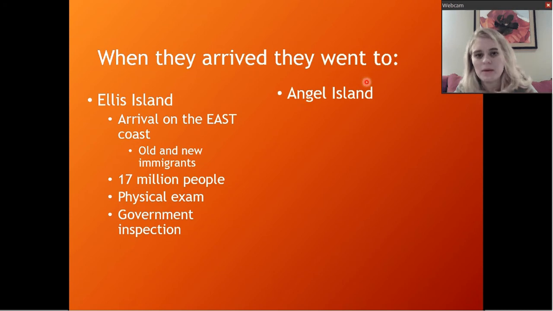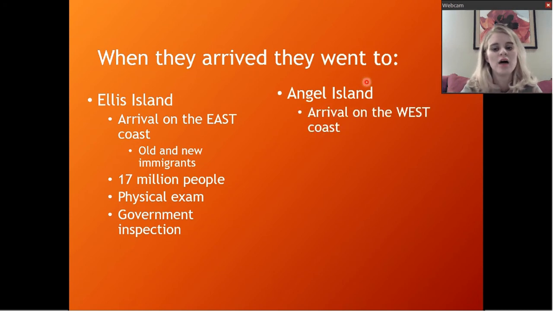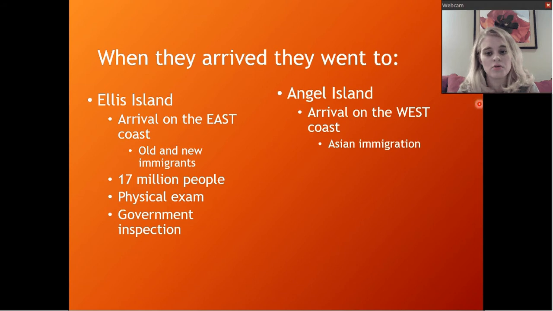But compared to the people who came into Angel Island, the people at Ellis Island had it pretty good. So Angel Island is on the west coast. So mostly you're going to see the Asian immigration come in through Angel Island. And if people coming into Ellis Island were treated with suspicion, people that came into Angel Island were treated with almost disgust or disdain. They just assumed that you were there and you were going to lie about why you were there and you were there to do something bad.